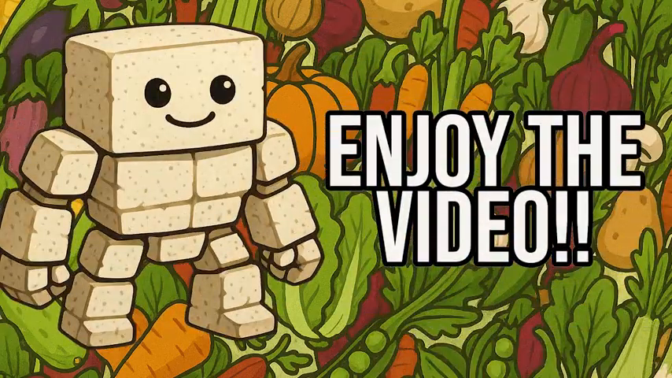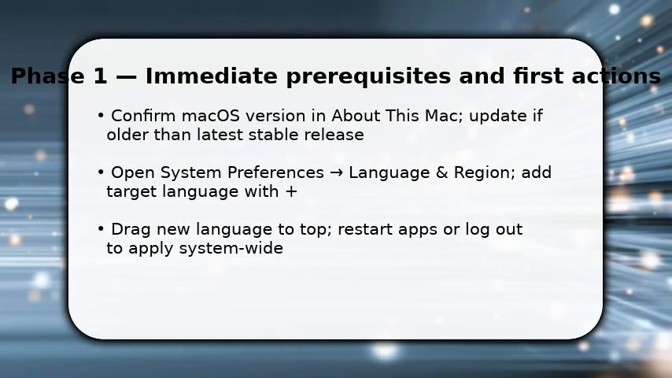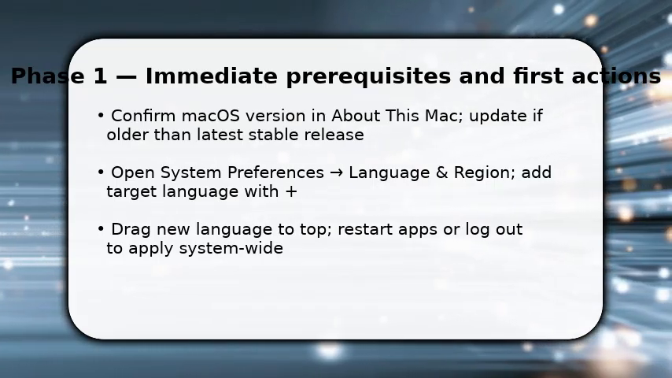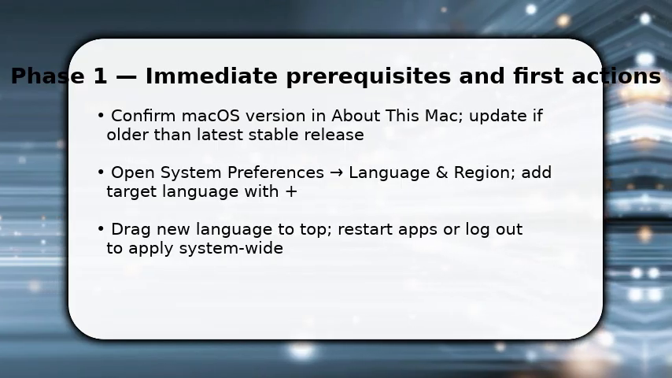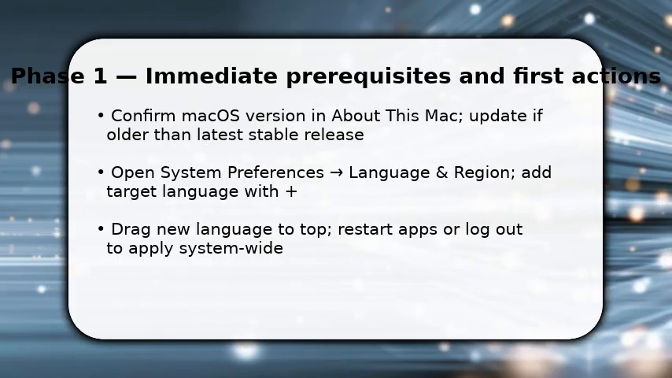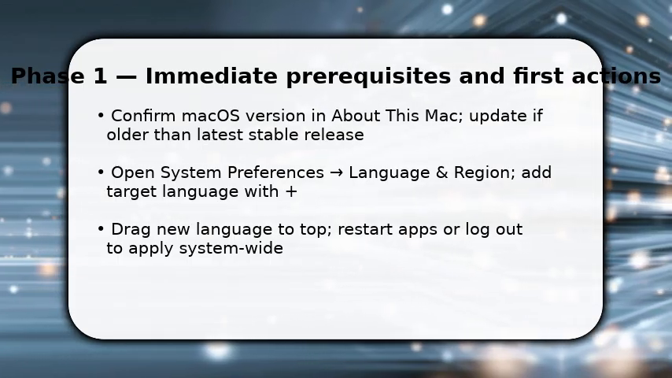Please enjoy the video. You start by confirming your macOS version. This matters because newer Excel respects system language. Open System Preferences, then Language and Region. Click plus to add the language you need and drag it to the top of the list to set priority.